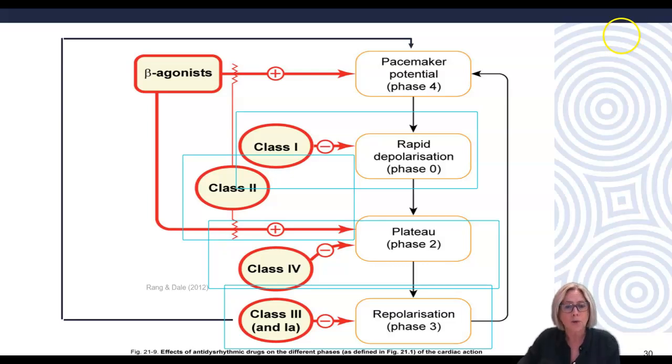So I'm going to finish here, everybody. And when I come back, I'm going to be talking about the cardiac glycosides, in particular digoxin.